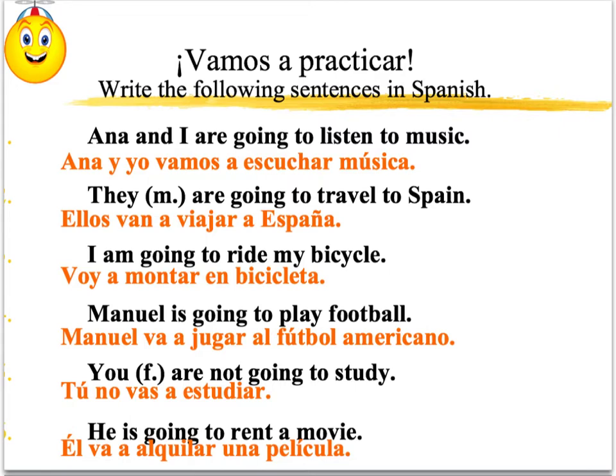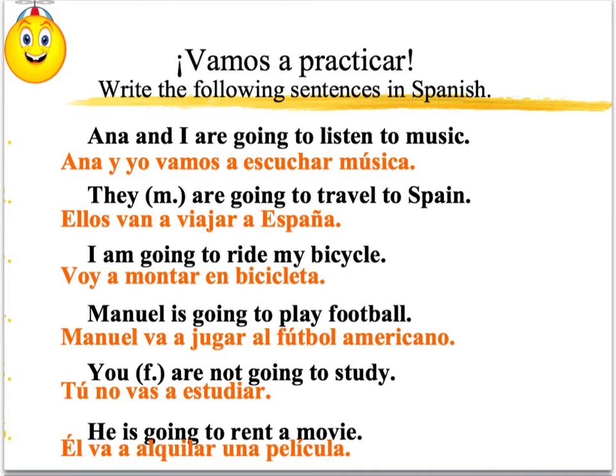Vamos a escuchar. They, masculine, are going to travel to Spain. Ellos van a viajar a España. They are going to travel to Spain. I am going to ride my bicycle. Voy a montar en bicicleta. I'm going to ride. Voy a montar. Conjugate for yo, and then just say what you're going to do in the future.